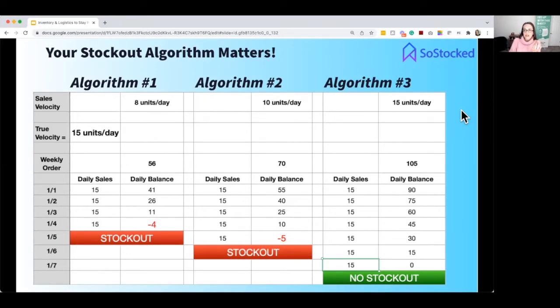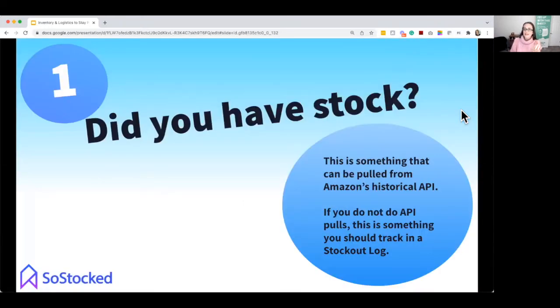So the question comes, why does that happen, right? Why do we have all the same data and yet there are different answers in all of these different algorithms? What is going on and which one is actually right? So the first question that we like to ask is, did you have stock? Obviously, if you didn't have stock, you couldn't sell it. And so therefore, you're not going to be able to have sales during that time.